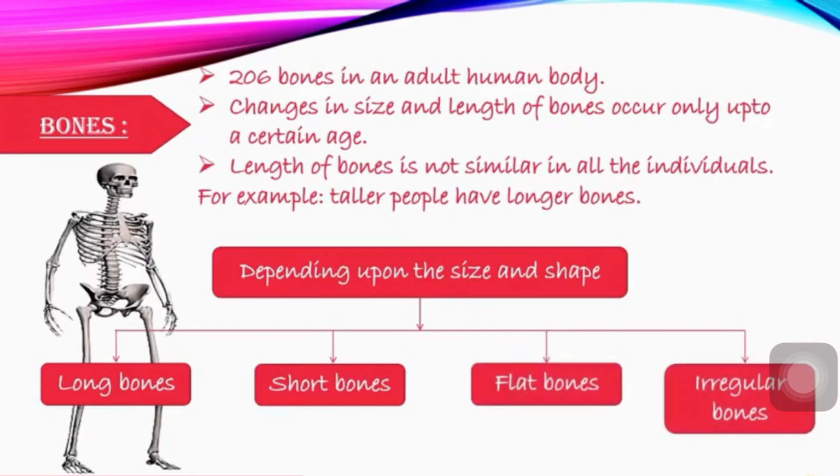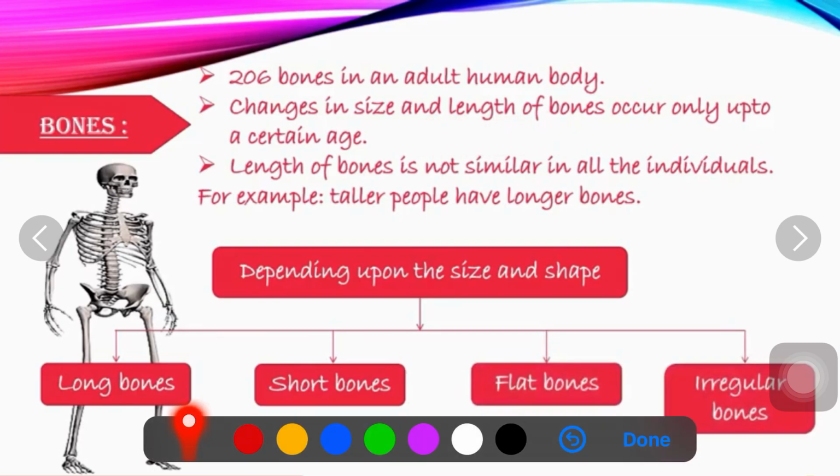Student, you all know 206 bones are present in an adult human body. How many total bones? 206. Changes in the size and length of bones occur only up to a certain age. Not the entire lifetime; only till a certain age are there changes in the size and length of bones.